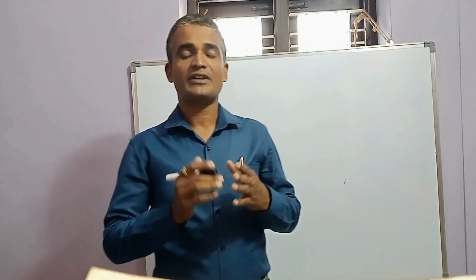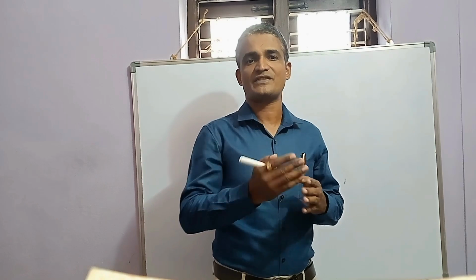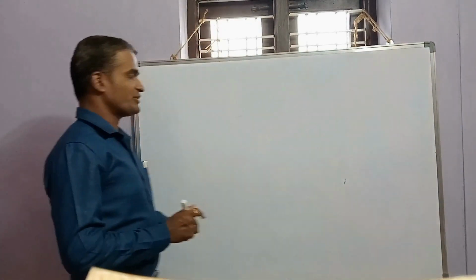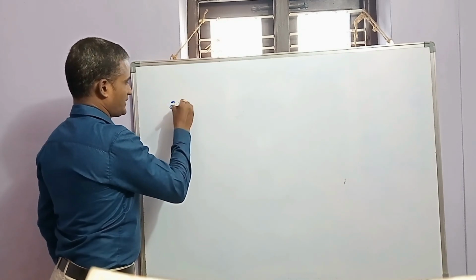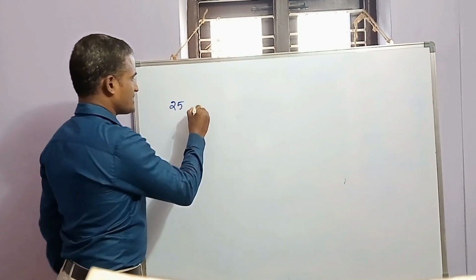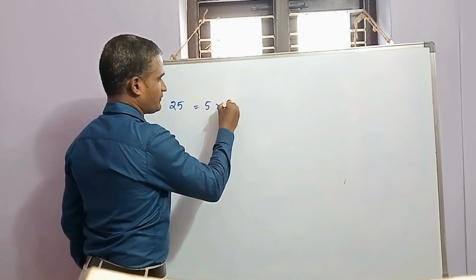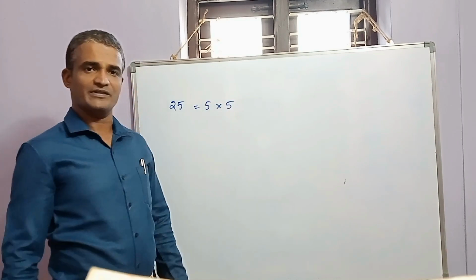Now we'll discuss the square numbers. A square number is a number that you can write as a product of two same numbers. We know a few numbers, so we'll take 25. 25 can be written as 5 into 5, a product of two same numbers.